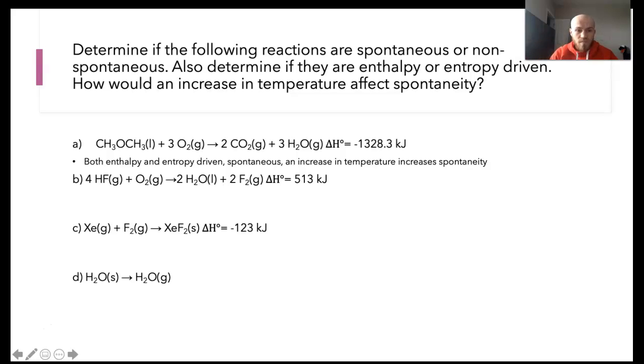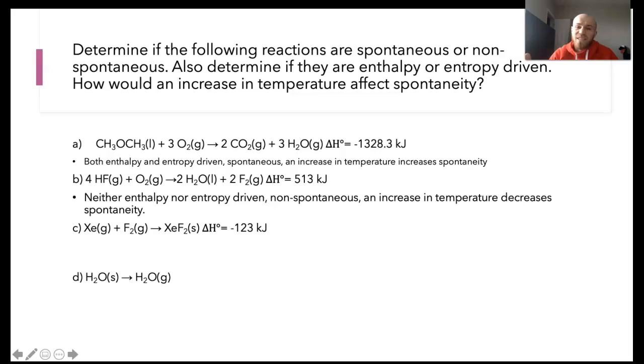We look at B here. If we look at the change in enthalpy, it is positive. So we know it's not going to be favorable with enthalpy. If we look, we're going from a gas to a liquid and a gas. So we're going to a liquid, which is more organized. So with that, entropy wouldn't be as favorable. Also, we're going from 5 particles to 4 particles, which is also not going to be favorable with entropy. And so in this case, it's neither enthalpy nor entropy driven. It's going to be non-spontaneous. An increase in temperature then decreases the spontaneity.